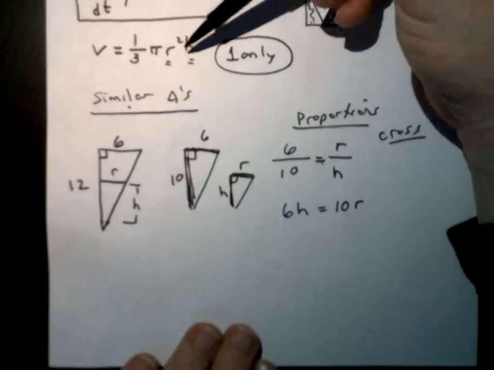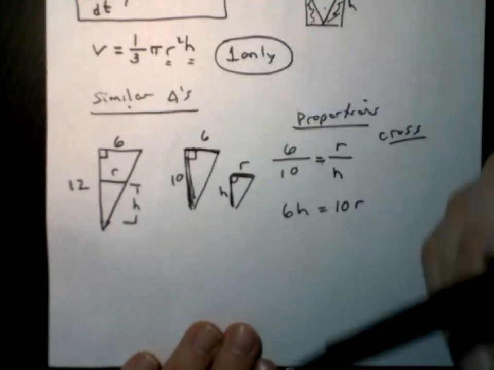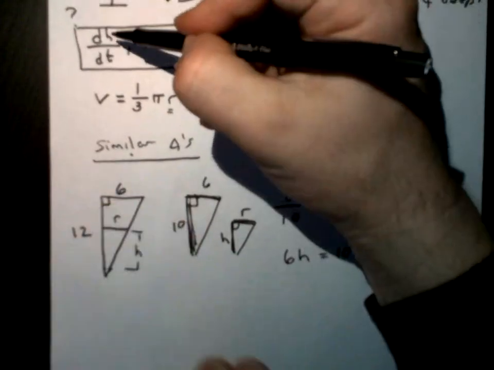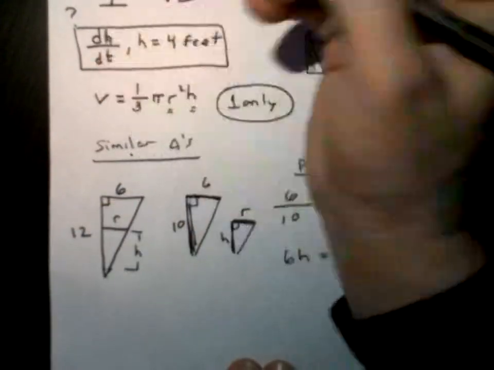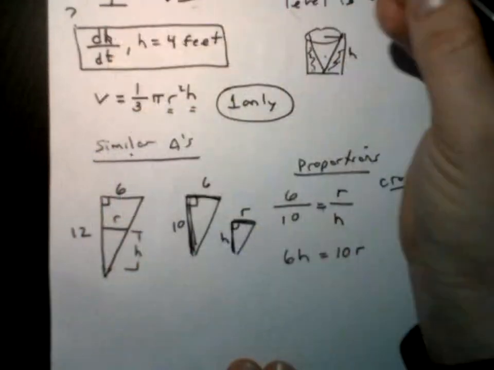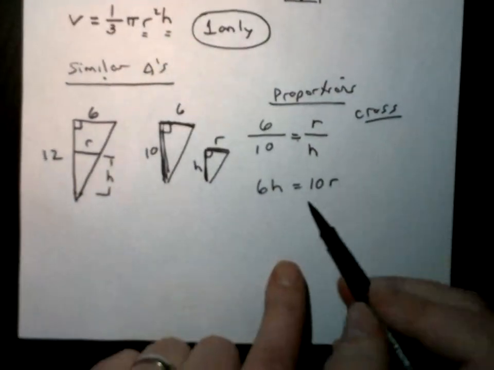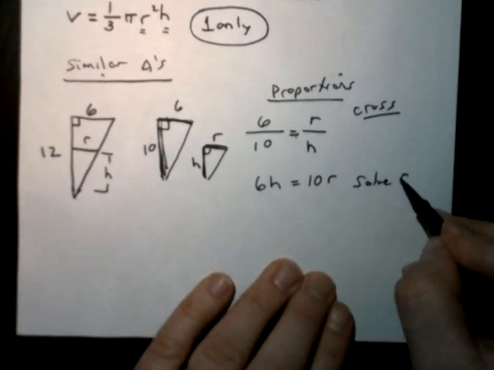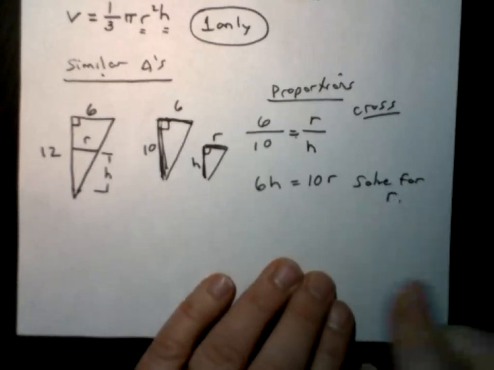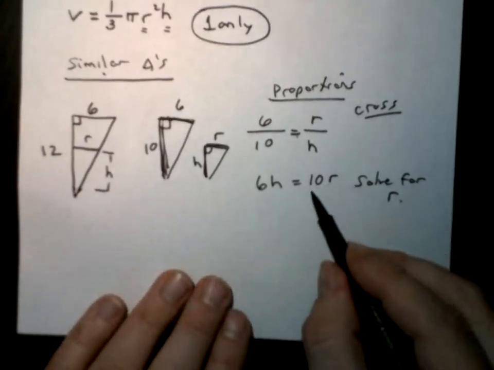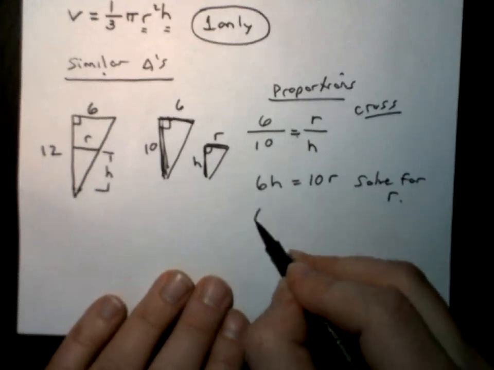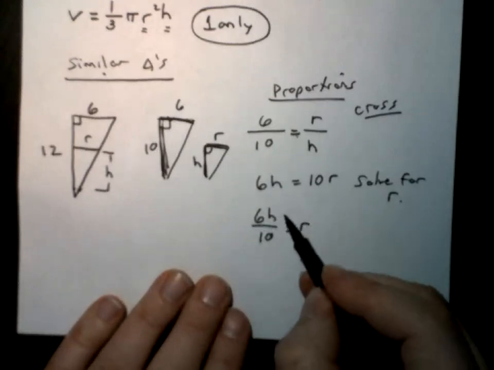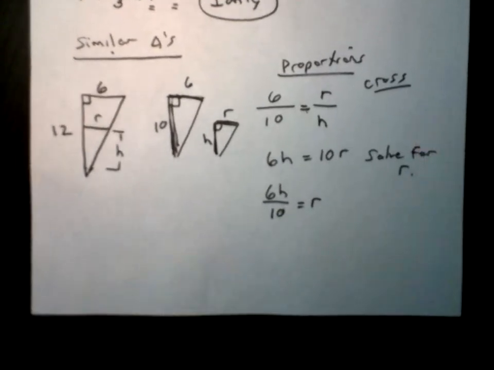What am I trying to do here? Well, I need to go back to here, because this has an R and this is an H. What are we trying to find again? We are trying to find this right here. dH, not dR, dH. Well, think of this. What if we solve for R? Let's do that. If we solve for R, divide by 10. So that's going to be 6H over that equals R. Let's do a little bit of reducing here, because that's what we should be doing.